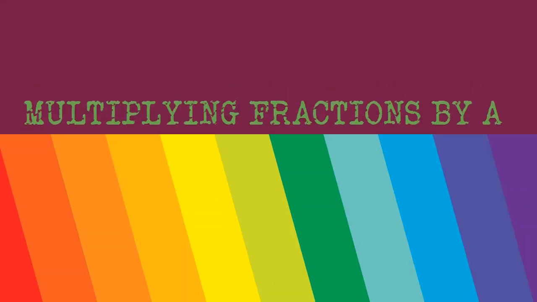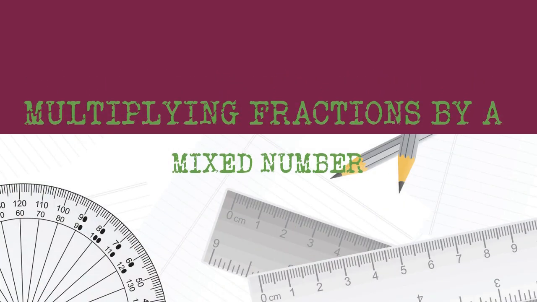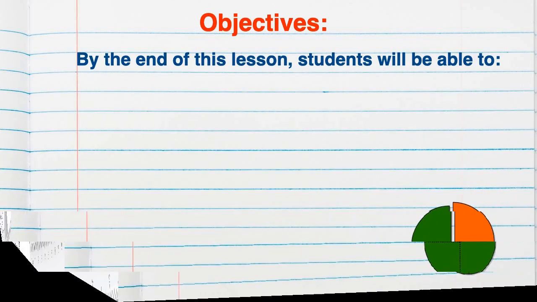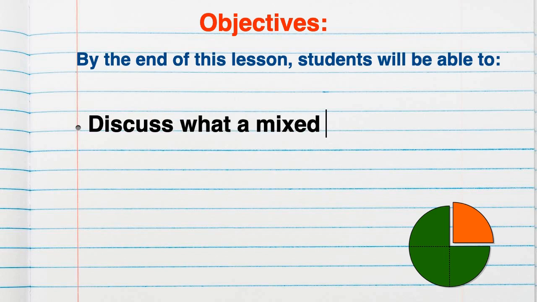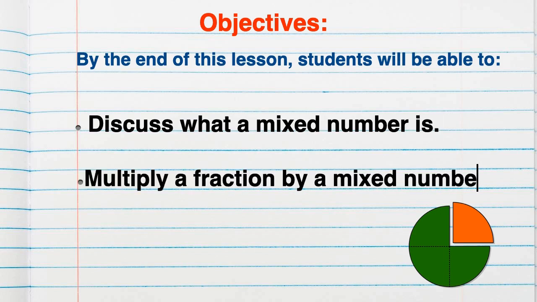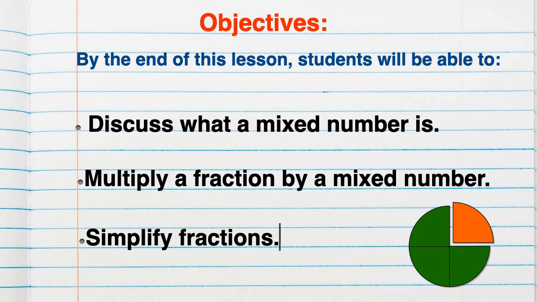Let's get started. Our topic for today is multiplying fractions by a mixed number. By the end of this lesson, students will be able to discuss what a mixed number is, multiply a fraction by a mixed number, and simplify fractions.